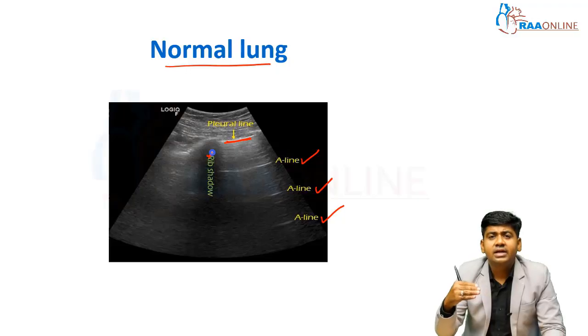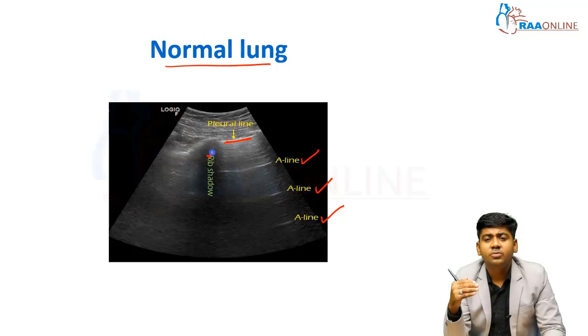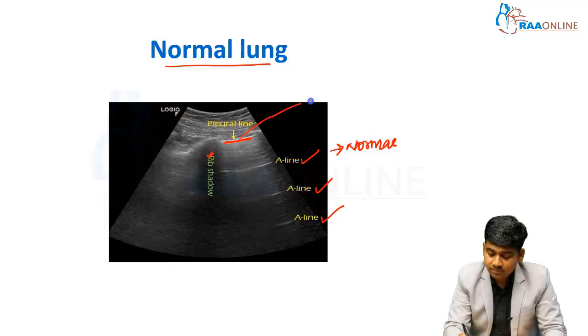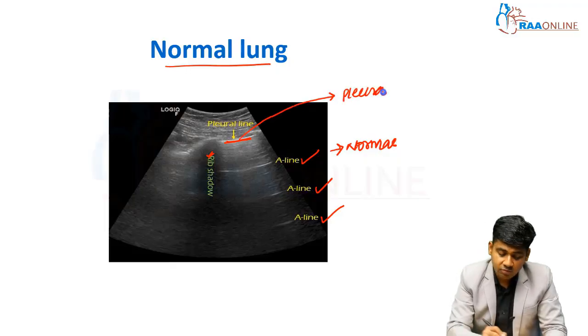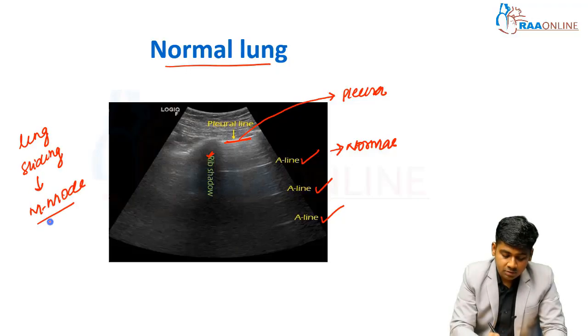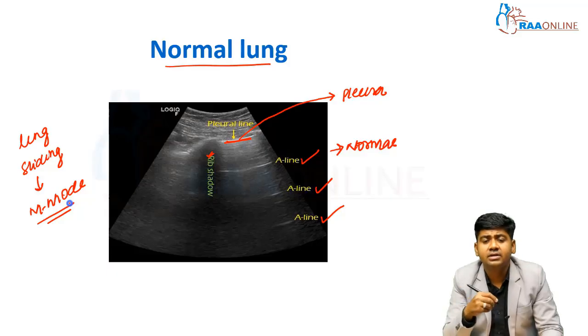We can see the A lines. These are transverse lines, 3 to 4, 5, 6, anything. Depending on the depth of the penetration, we can see different A lines. These are normal. This is pleura. And we can also see the lung sliding. When we are putting an M mode, we can see the lung sliding.